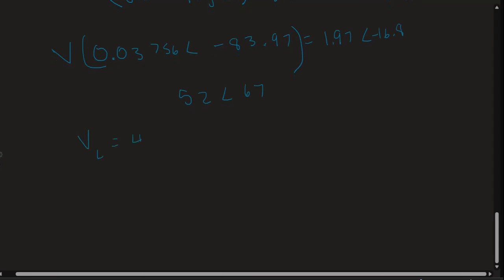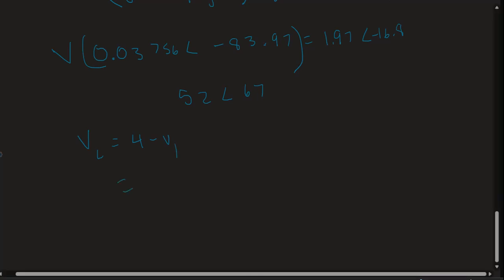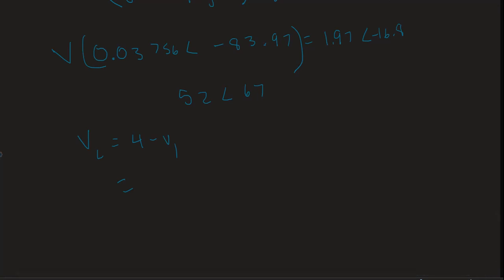VL is 4 minus V1. I was wrong. So is that what you got? Is that what you got? Okay, dope.